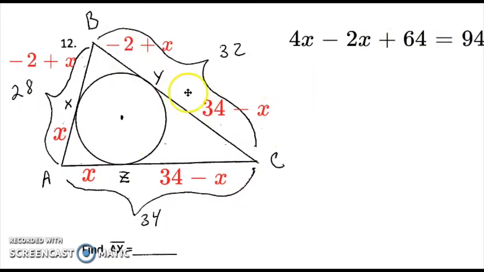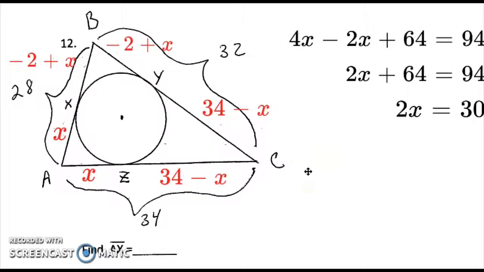Okay, now 28, 32, and 34 is our perimeter, or all our sides add up to the perimeter, each of those numbers. So add each of those up and set it equal to all the pieces, which adds up to 94. So we have 2X plus 64 equals 94. So each of these pieces here add up to 2X plus 64. Each of the numbers here, 32, 34, and 28, add up to 94.